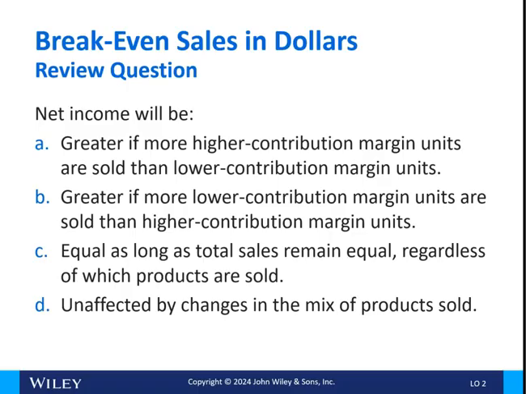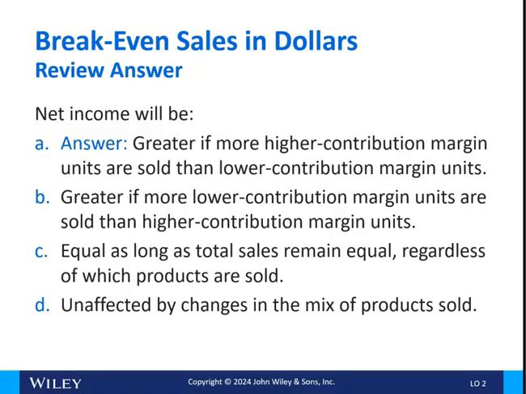And the answer is A. It's greater if more higher contribution margin units are sold than lower contribution margin units. So if we have a higher contribution margin, we sell more of those, we're going to have higher net income.